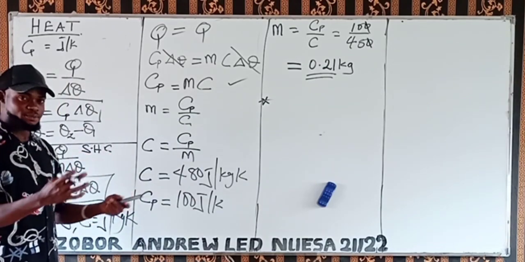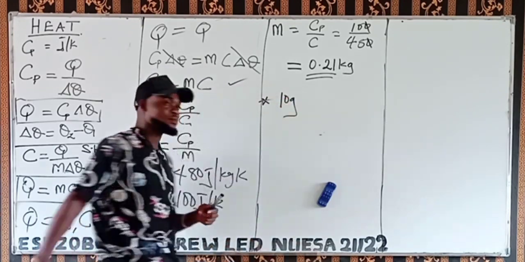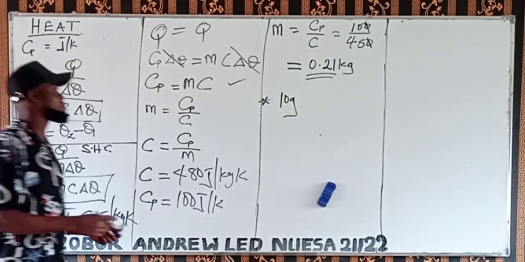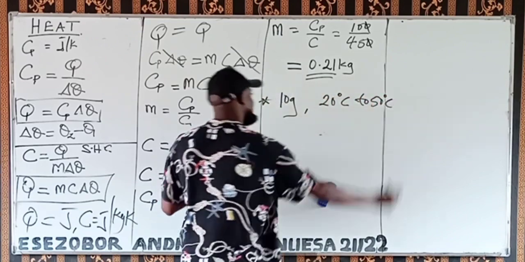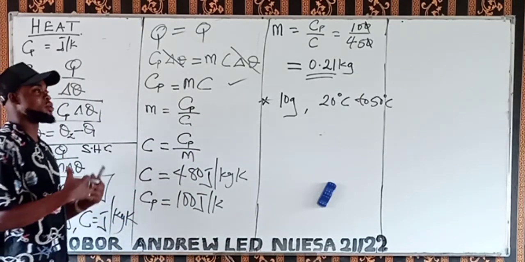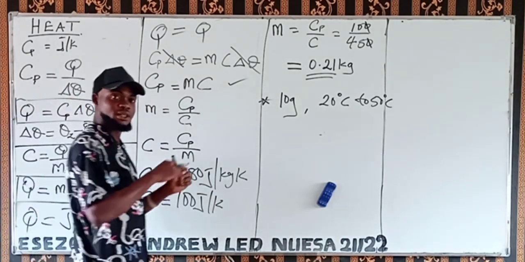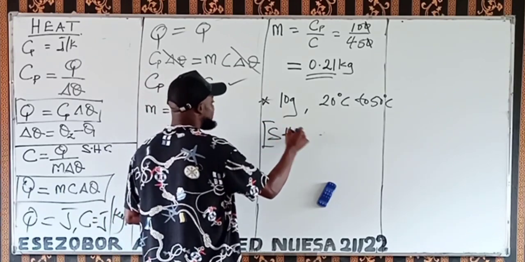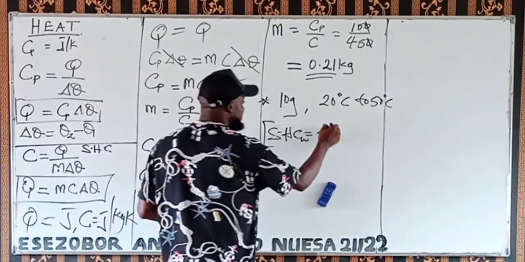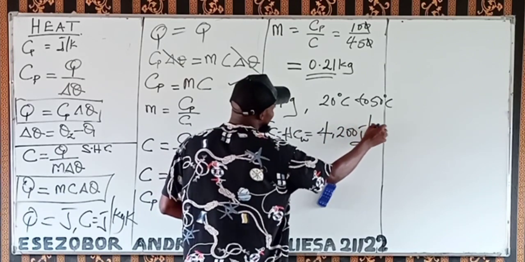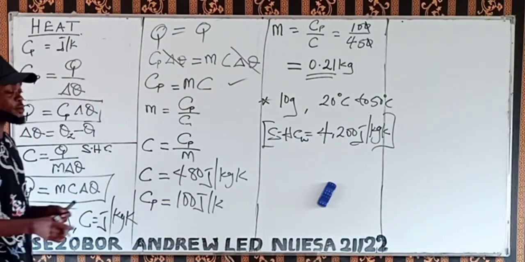Calculate the quantity of heat required to raise the temperature of 10 grams of water from 20 degrees Celsius to 50 degrees Celsius. In bracket, assume SHC, which means specific heat capacity, for water to be equal to 4,200 joules per kilogram Kelvin.